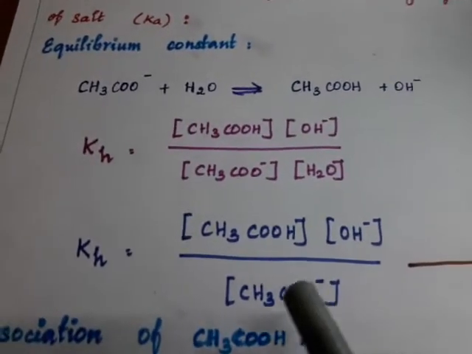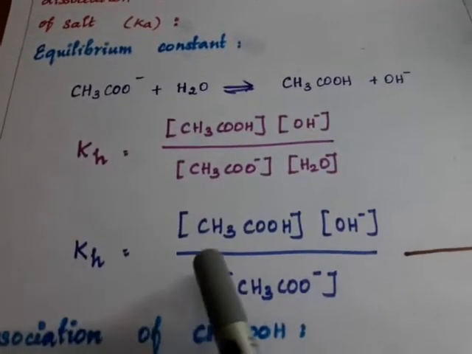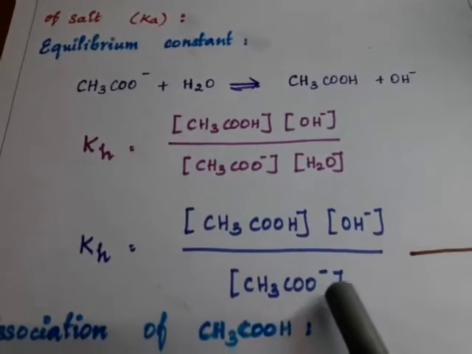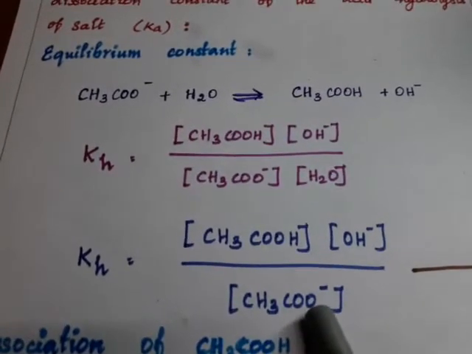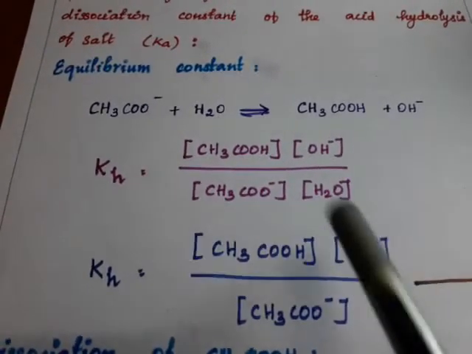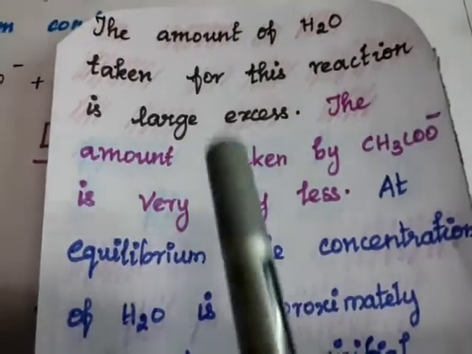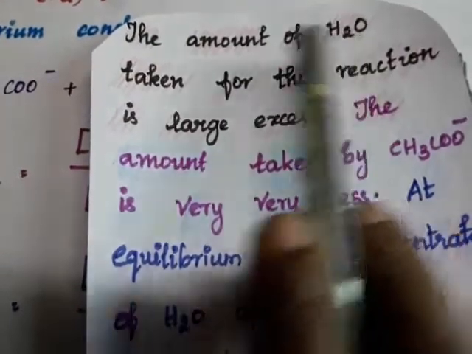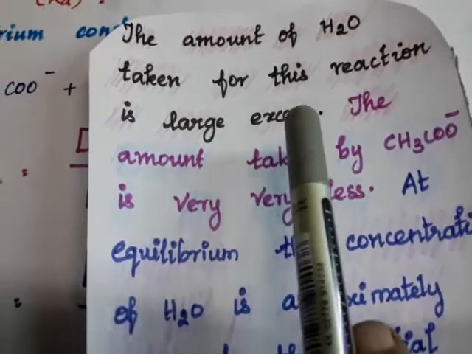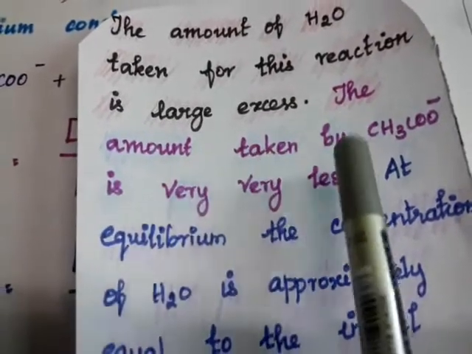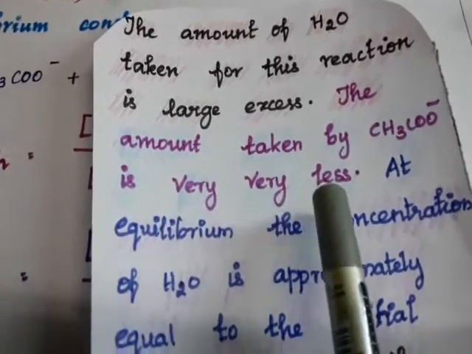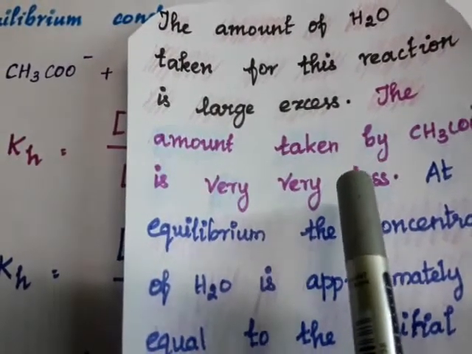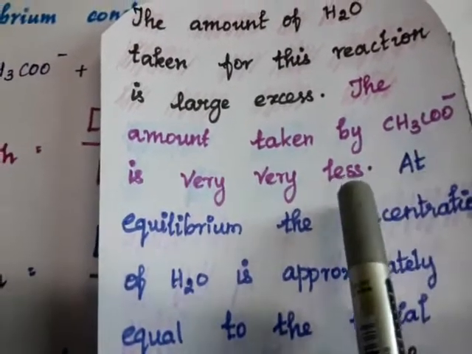Let me alter this reaction. So Kh has been written as the concentration of CH3COOH and the concentration of OH minus divided by the concentration of acetate ion. So we have taken out the concentration of water molecules. Why did we remove the concentration of water from the formula of Kh? Because the amount of water taken for this reaction is in large excess, but the amount taken by the acetate ion is very less. Have you understood? We have taken a large amount of water, but the water taken by acetate ion is very less.